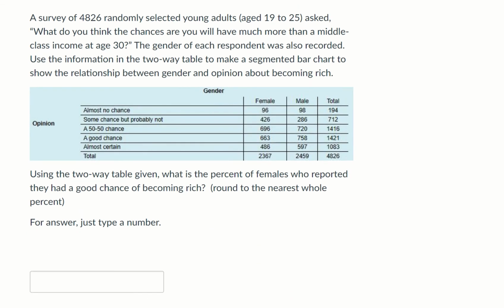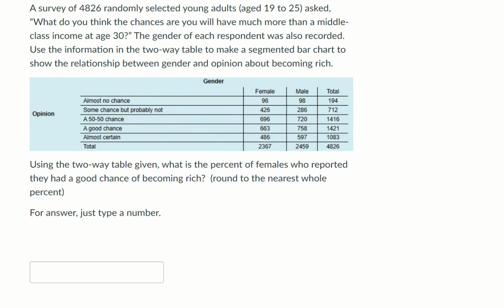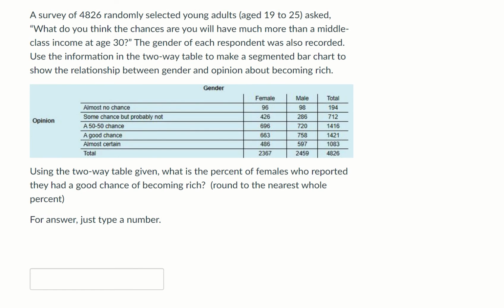A survey of 4,826 randomly selected young adults aged 19 to 25 asked, what do you think the chances are you'll have much more than a middle-class income at age 30? The gender of each respondent was also recorded. So use the information in the two-way table to make a segmented bar chart to show the relationship between gender and opinion about becoming rich. And so they're saying, okay, does your gender somehow influence your opinion about whether you think you'll be rich or not after the age of 30? In this case, that's what they're asking, at age 30.